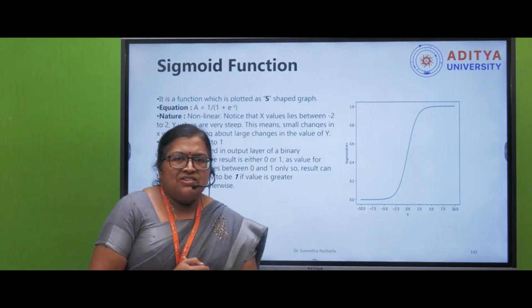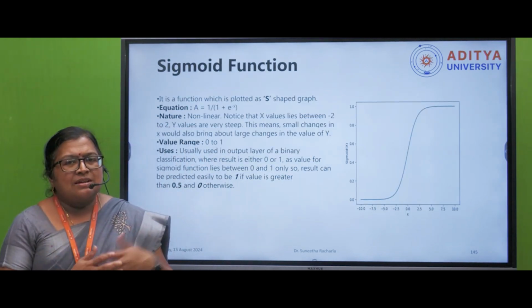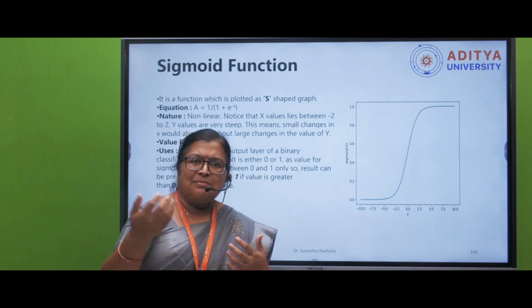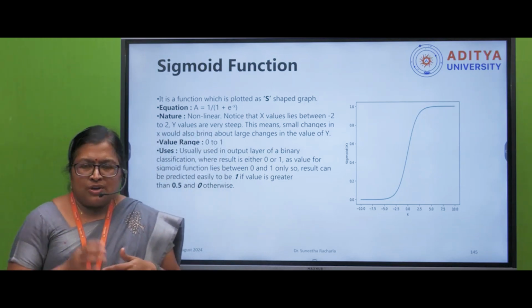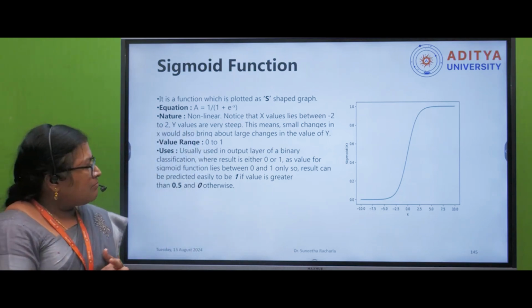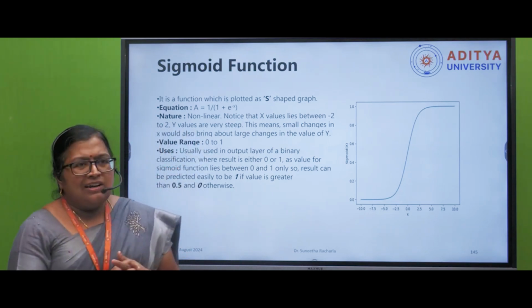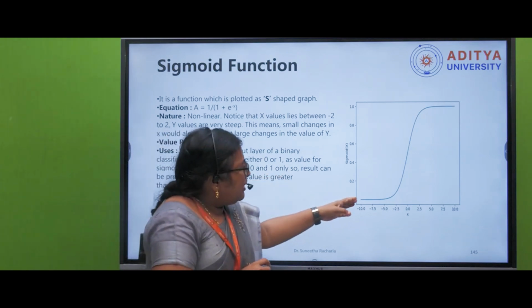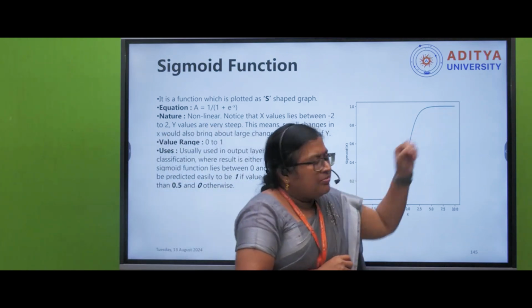The next activation function we normally use is the sigmoid function. Sigmoid is like, the curve will always be from 0 to 1.